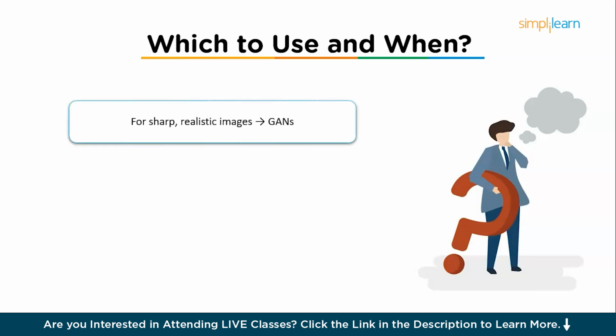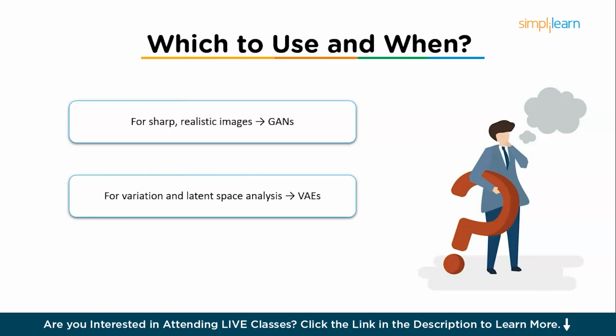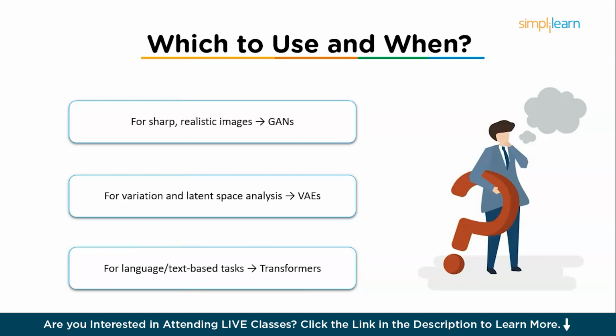So for sharp realistic images, we are using GANs. Coming to the next, for variation and latent space analysis, we are using VAEs. And then finally, for the language or the text-based tasks, we are using transformers.